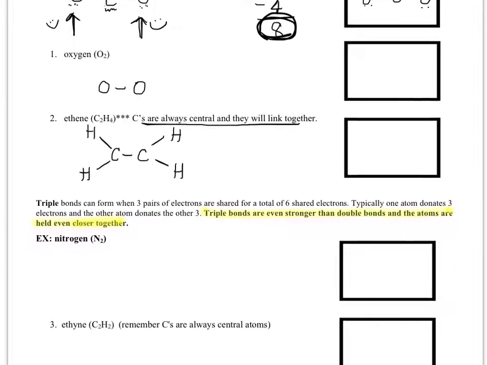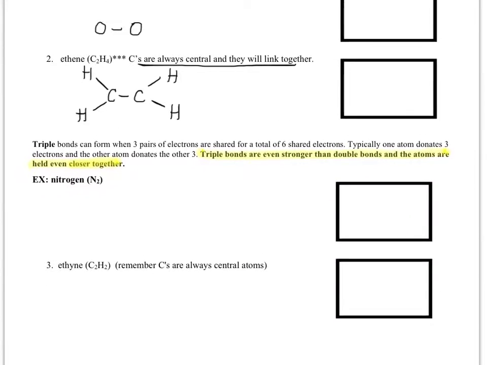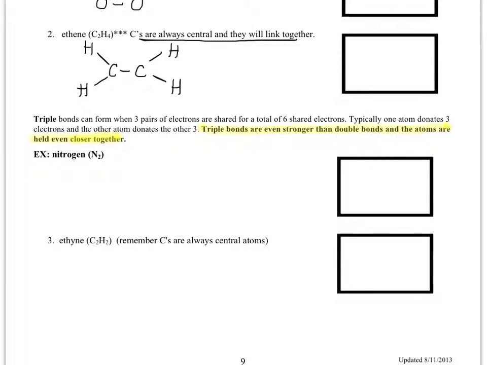Let's talk about triple bonds and do an example together. Okay, with a triple bond, again, the triple bonds are even stronger than double bonds, and the atoms are held even closer together. So this is like a worst case scenario. Assume single bonds are going to do the trick. If they don't, resort to double bonds, and if that still doesn't do it, then if you absolutely have to, triple bonds.